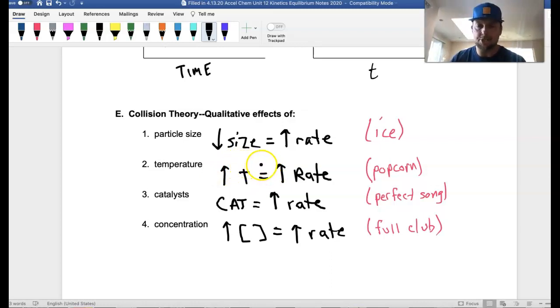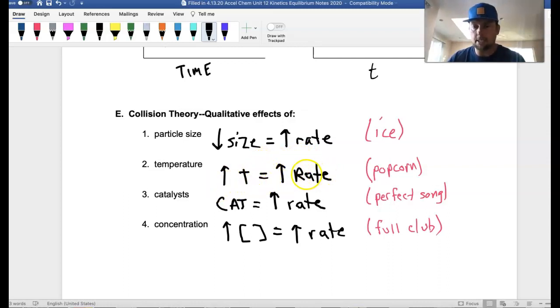If I drop in a giant statue of ice or a giant block of ice, where there's less surface area overall, the rate will be much slower. It'll just have to melt from outside in. So the smaller the particle size, the more collisions you get, and the faster the reaction rate.